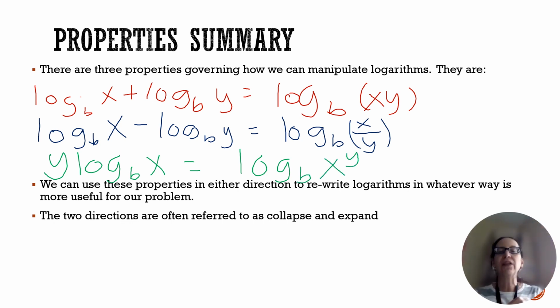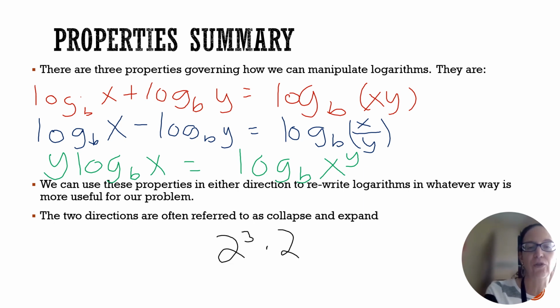Okay, and all of these can be taught in different ways. Some years I just give them to students, like here are the properties. You can also show that these are related to the properties of exponents. So for example, if you had, say, 2 to the third times 2 to the fourth, you would add those exponents together and get 2 to the seventh.